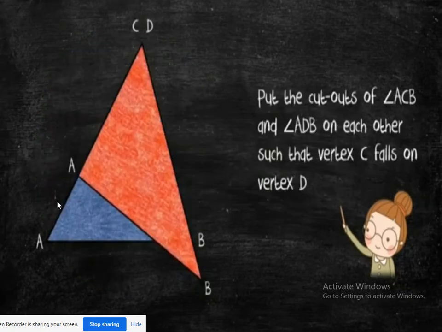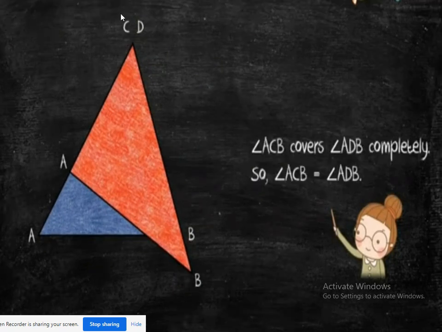Now take out the two angles, students. Do not paste them. Take out the two cutouts of angle ACB and angle ADB and place them on each other such that vertex C falls on vertex D. You have to place the two angles in such a way that vertex C will fall on vertex D, means this angle will be overlapped, right?